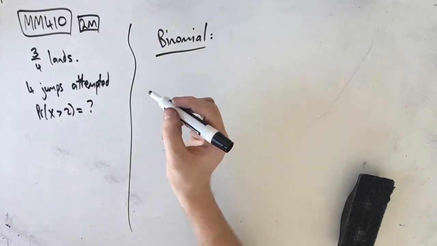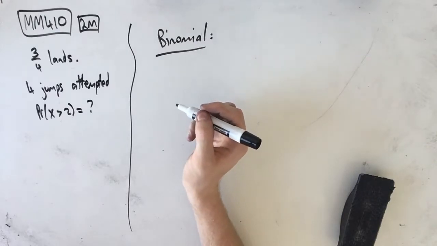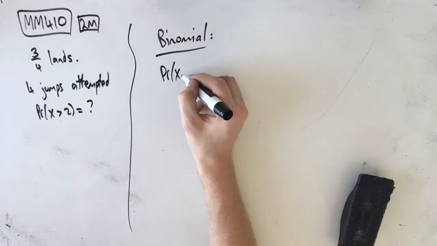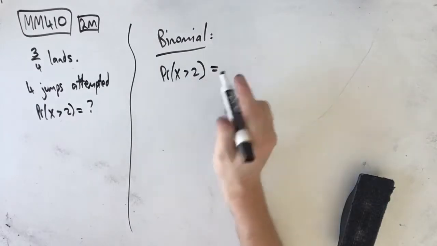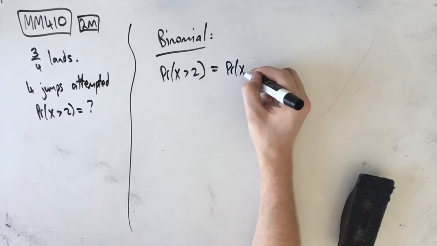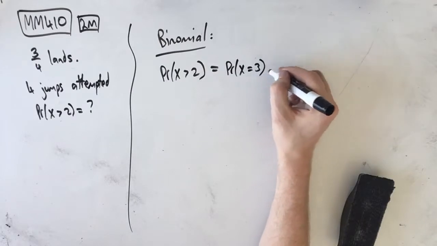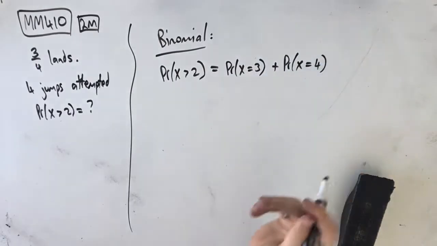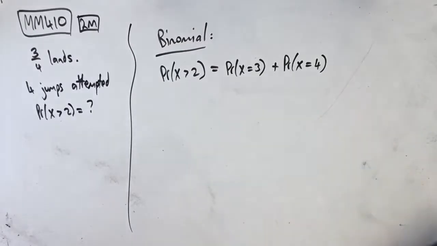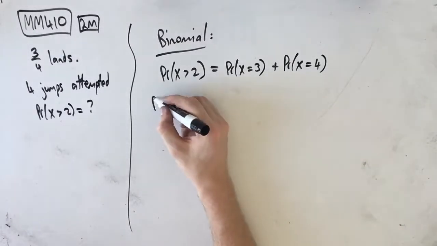So, we know that we're looking for the probability that x is greater than 2, where x is the number of jumps that he lands, okay? So we're looking for the probability that he lands 3 of the jumps, and the probability that he lands 4 of the jumps, all right? So this is the formula that we're going to have to use in order to find these out.